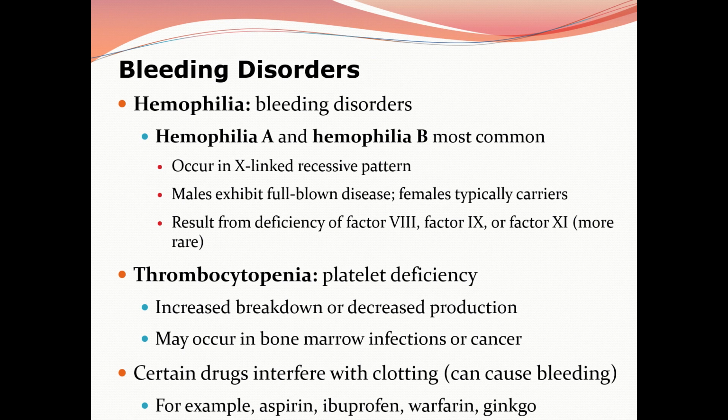Bleeding disorders can occur, such as hemophilia. Hemophilia A and hemophilia B are the most common, and they occur in an X-linked recessive pattern. Males exhibit the full-blown disease, and females are typically carriers because of this X-linked trait. And it can result from deficiencies in factor 8, 9, or 11.